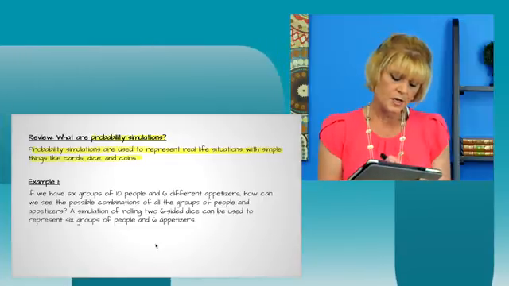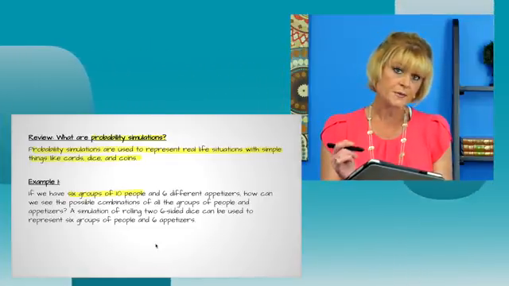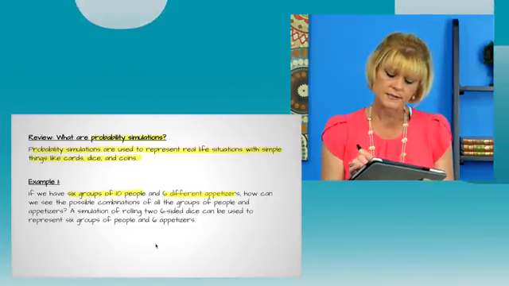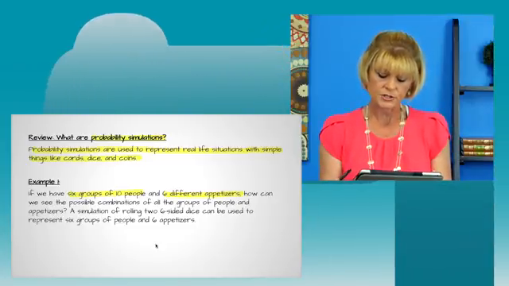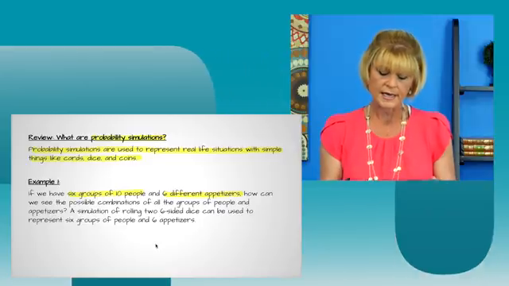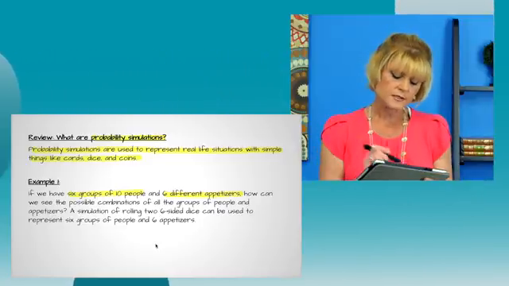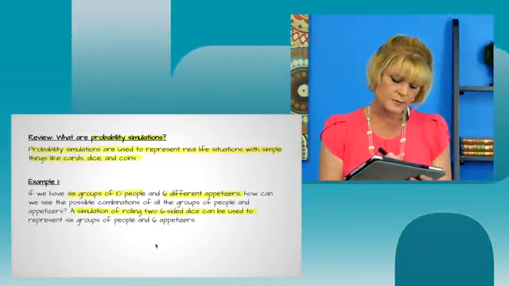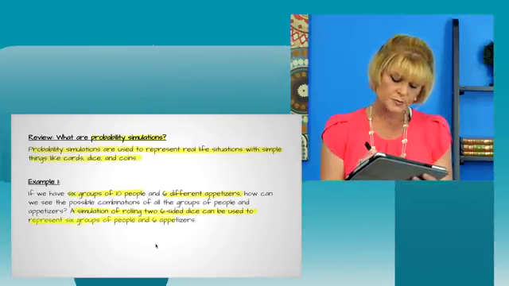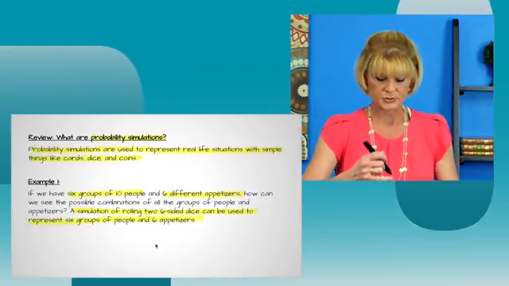Here's an example. If we have 6 groups of 10 people and 6 different appetizers, how can we see the possible combinations of all the groups of people and appetizers? A simulation of rolling 2 6-sided dice can be used to represent 6 groups of people and 6 appetizers.